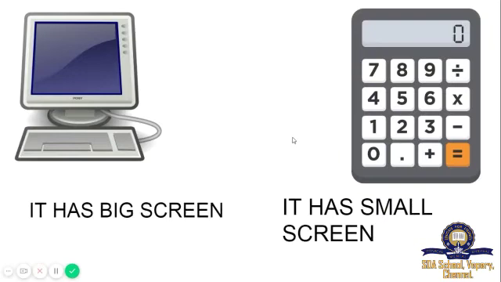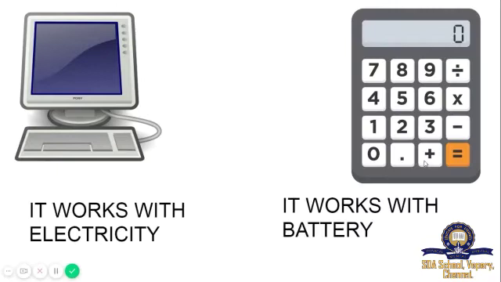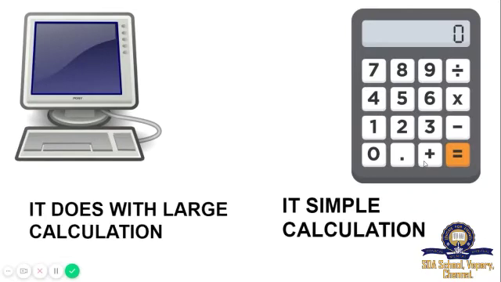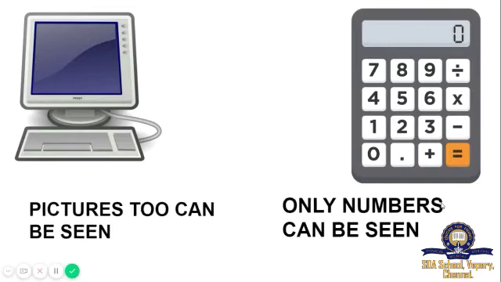Next, a computer has a big screen, but a calculator has a small screen. A computer works with electricity, a calculator works with a battery. A computer does a large amount of calculations. Any big calculation can be done in a minute. But with a calculator, only simple calculations we can do. We cannot do any big calculations.